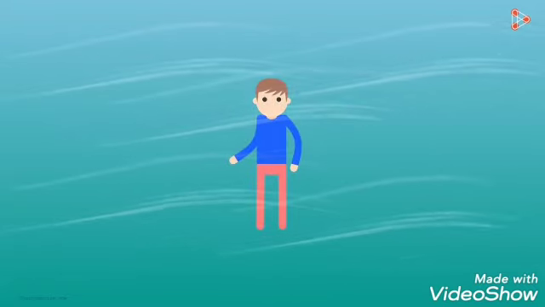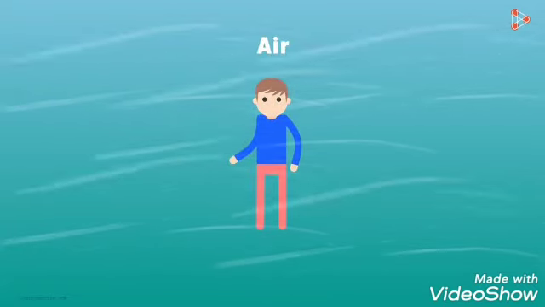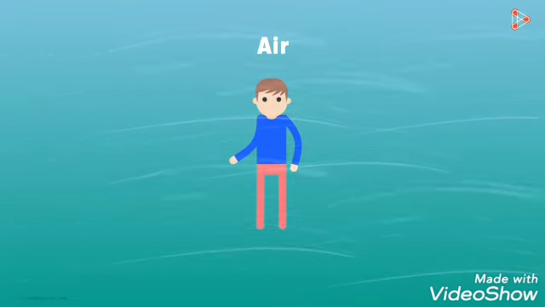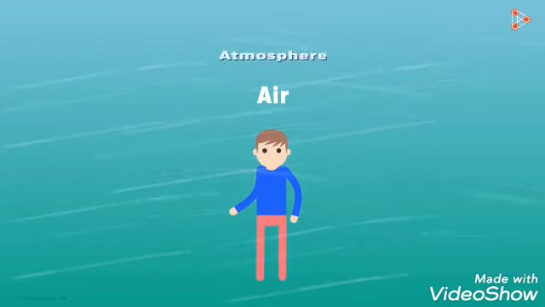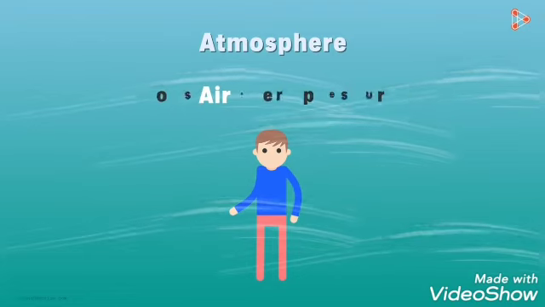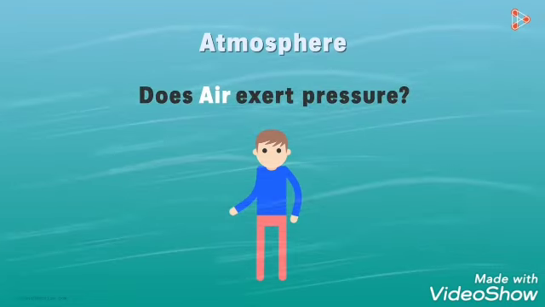We are surrounded by air from all the directions. This envelope of air around us is what we call atmosphere. Does air also exert pressure on objects on the earth?